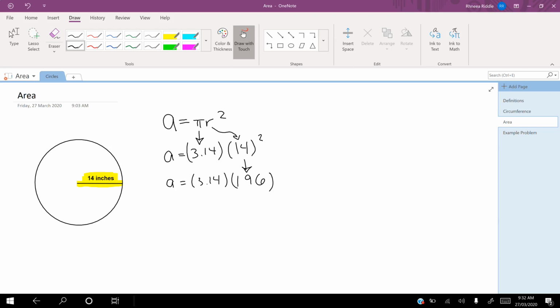So we can go ahead and multiply those out, and we're going to get that this circle has an area of 615.44 inches squared. So that is the answer for the area of this circle here.